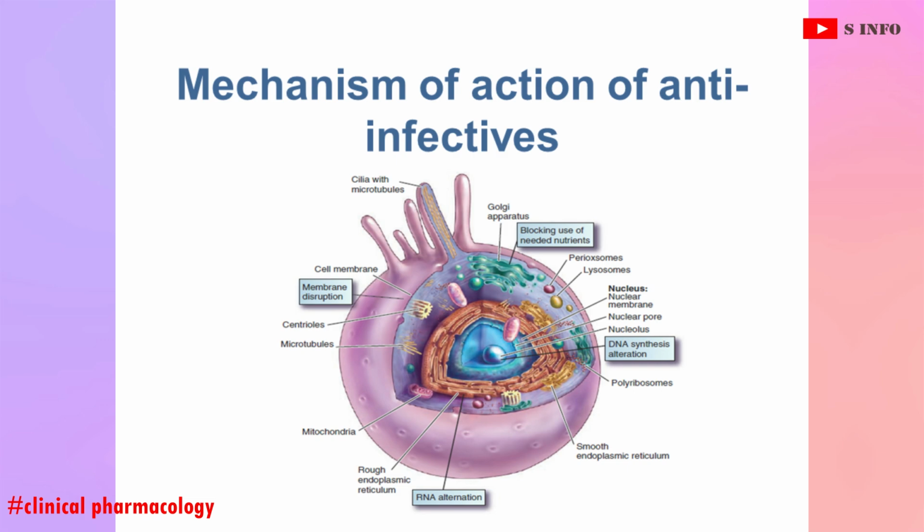As you see here on this graph, we have four mechanisms of anti-infectious agents. The first mechanism is membrane disruption, where the drugs destroy the membranes of the microorganisms. The second is RNA alteration, where they inhibit the multiplication of the RNA. The third is DNA synthesis alteration, where they inhibit the synthesis of the DNA.